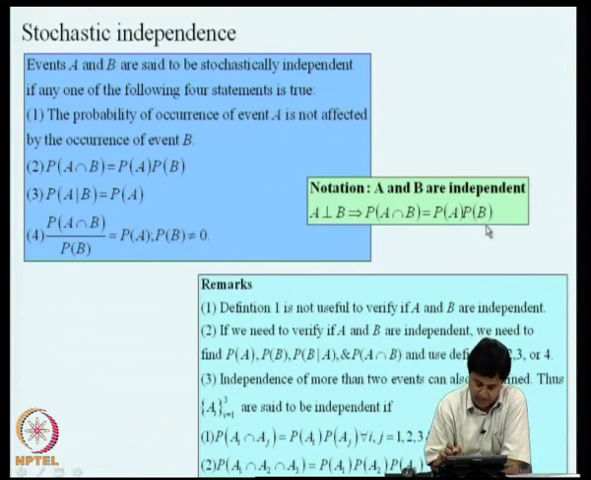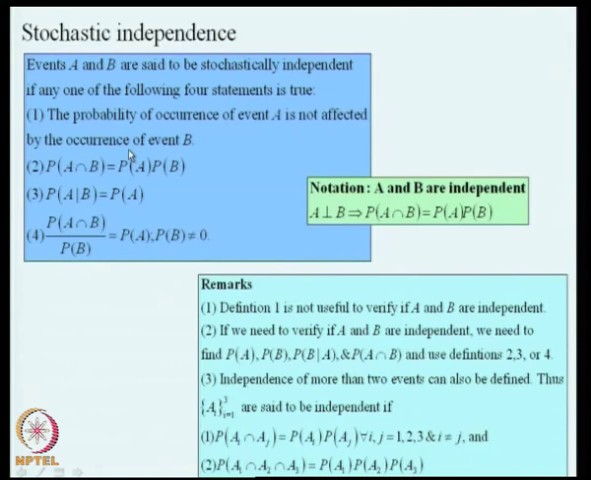Okay? Now, let us reflect on these definitions for a while. The first definition is somewhat verbal, and it is not actually going to help us in quantitatively verifying if A and B are independent. If we need to verify if A and B are independent, we need to find the probability of A, the probability of B given A, and the probability of A intersection B, and use definition 2, 3 or 4. This is something that we can quantitatively verify. This is independence of two events.